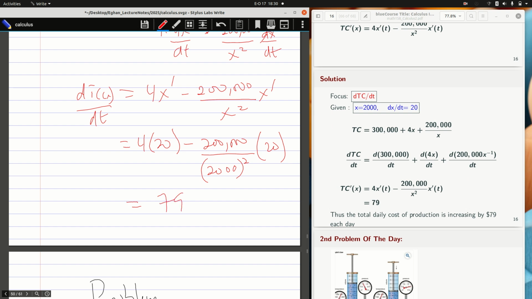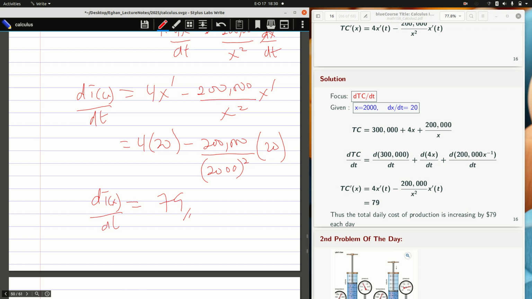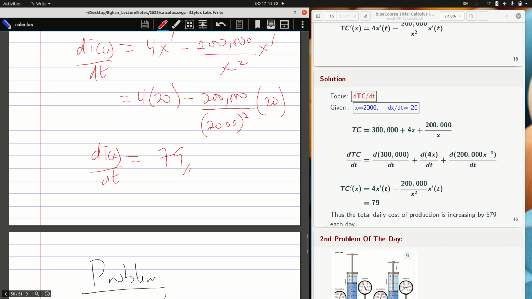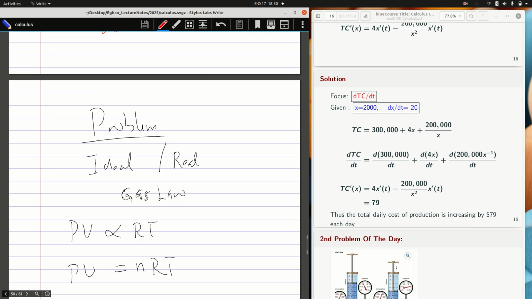So that is the cost per day, the rate of change at which your cost is increasing. Your cost of production is going to increase at $79 per day, given that you are changing the production by 20 items per day. I hope these two examples have not been confusing and have been well explained.